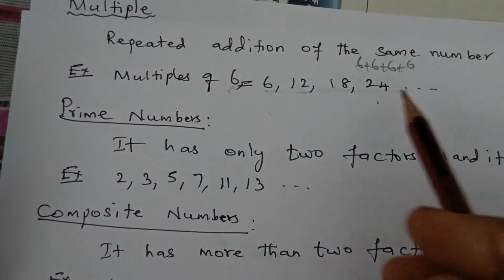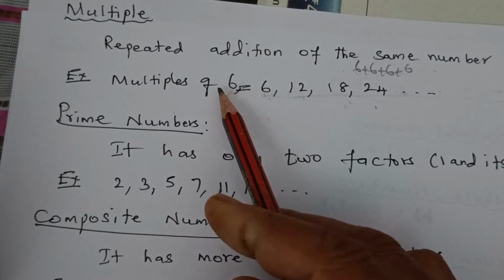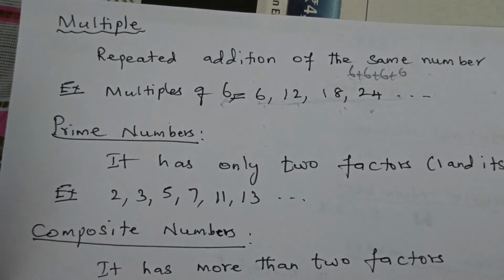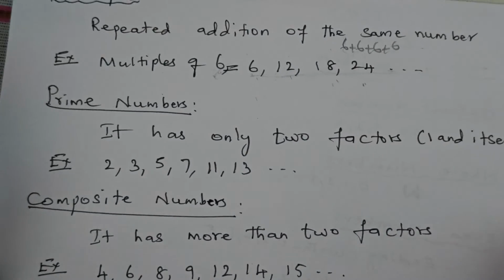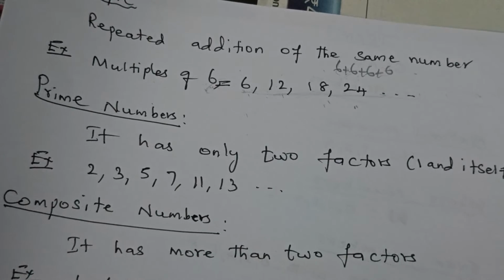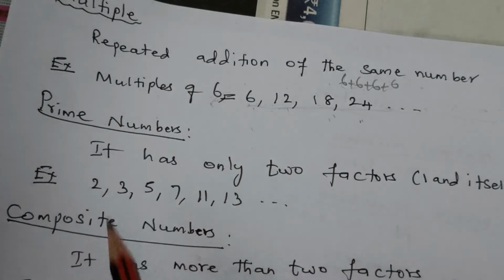But multiples are more than the number, equal to the number and more than the number, and we can find the infinite, means countless number of multiples. Multiples go on and on. There is no end for the multiples. Okay, multiples are nothing but the tables.